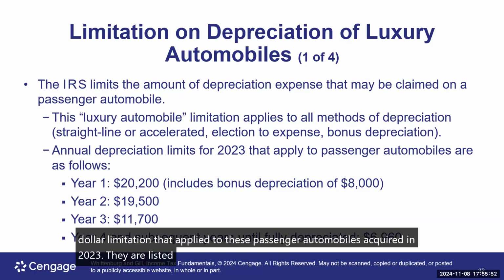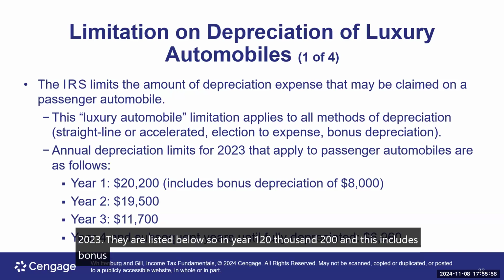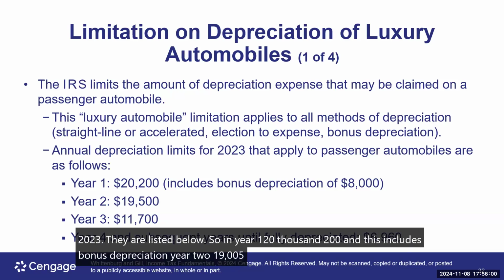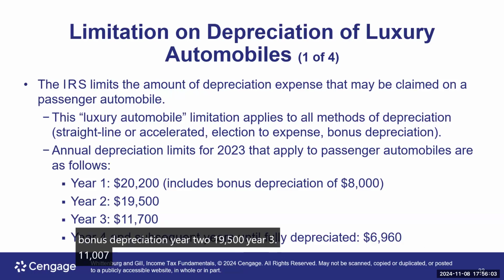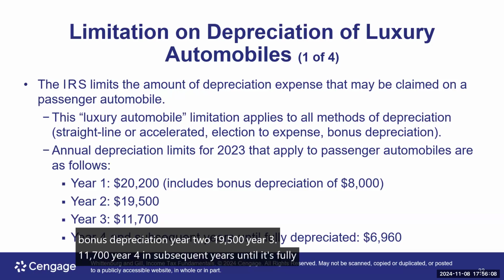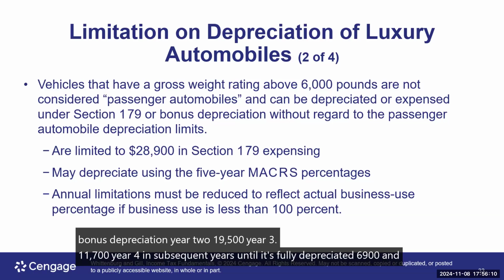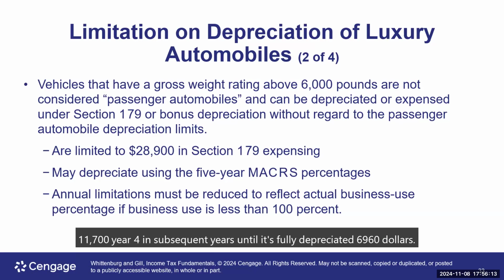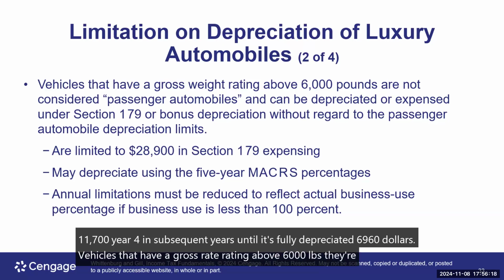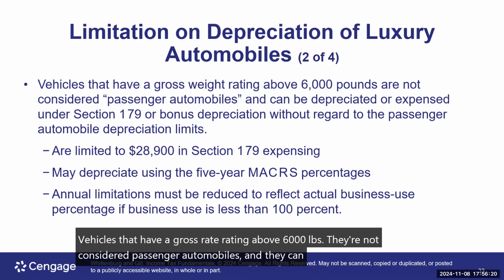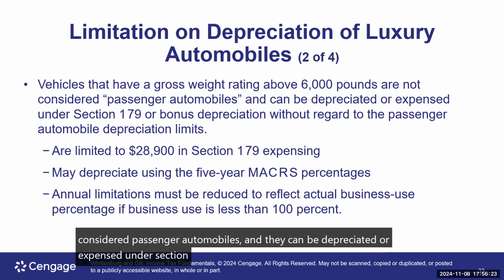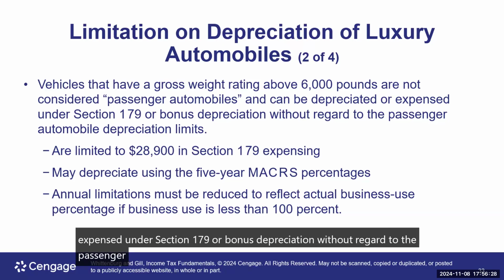In year one, $20,200, and this includes bonus depreciation. Year two, $19,500. Year three, $11,700. Year four and subsequent years until it's fully depreciated, $6,960. Vehicles that have a gross rating above 6,000 pounds are not considered passenger automobiles, and they can be depreciated or expensed under Section 179 or bonus depreciation without regard to the passenger automobile depreciation limits.